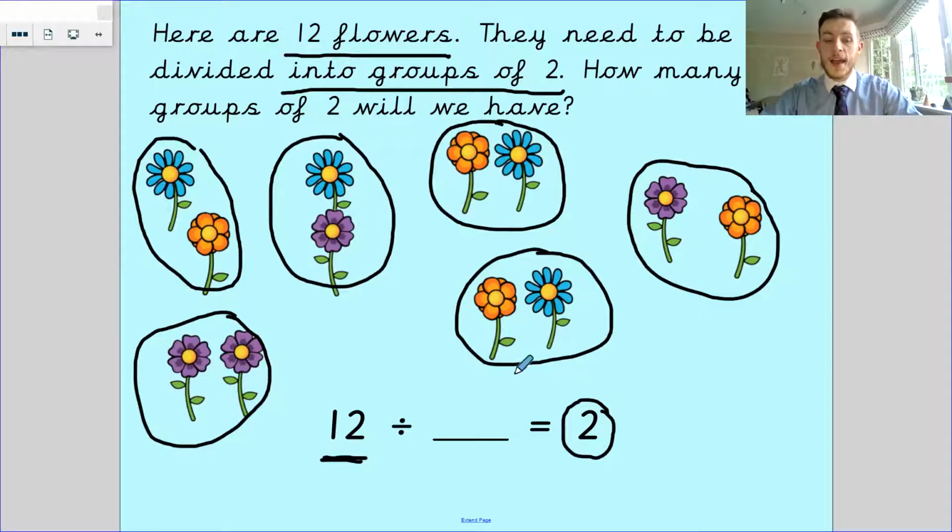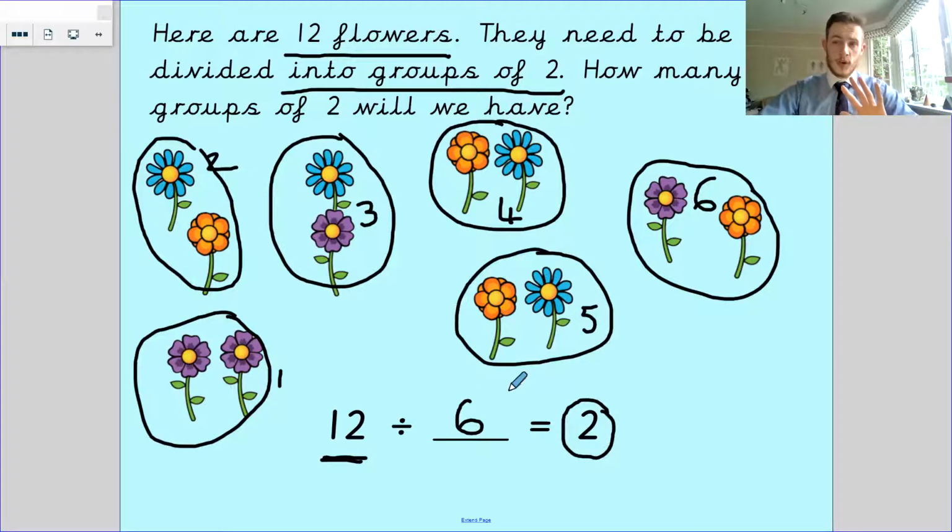Well, it's missing how many groups of 2 do I have? Well, how many circled groups do I have? 1, 2, 3, 4, 5, 6. I've got 6 groups of 2. So my answer is 6.